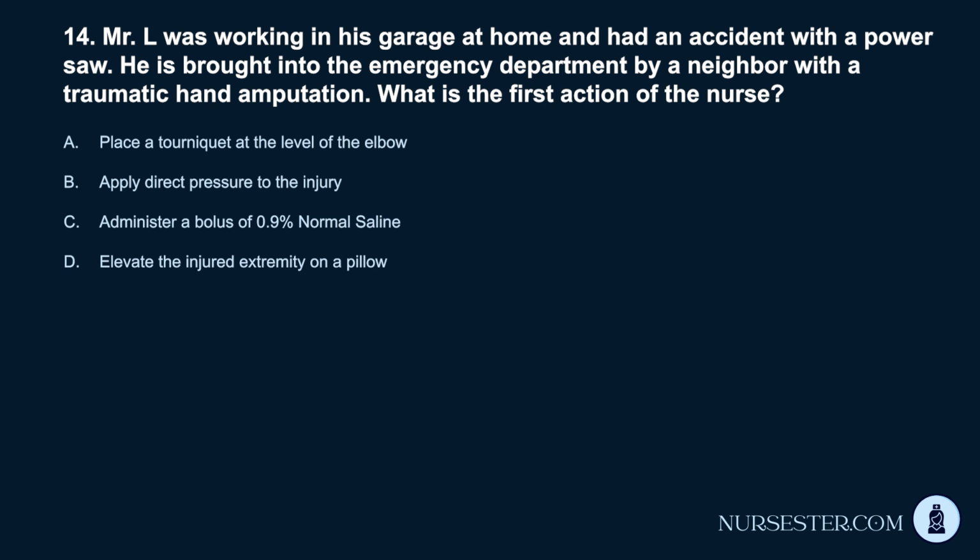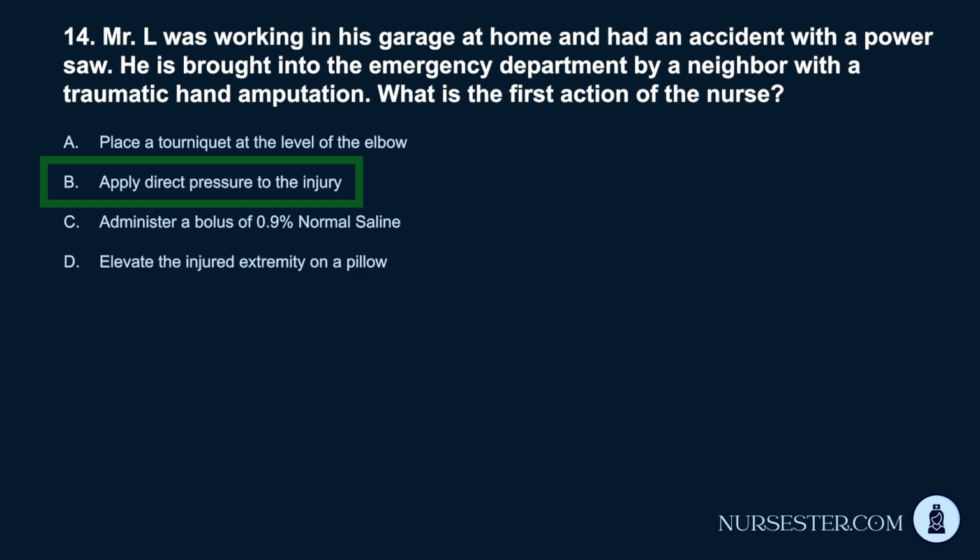What is the first action of the nurse? A. Place a tourniquet at the level of the elbow. B. Apply direct pressure to the injury. C. Administer a bolus of 0.9% normal saline. D. Elevate the injured extremity on a pillow.